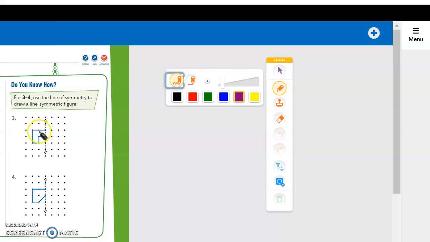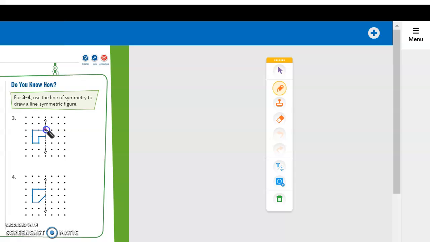Before I start drawing, I'm going to look at the line of symmetry and I'm going to count to the left. It goes over 2 dots. So when I draw my part over here, I'm going to have to go 2 dots. Then I noticed from that point it goes down 2 dots. So I'm going down 2 dots. Got a little crooked there.